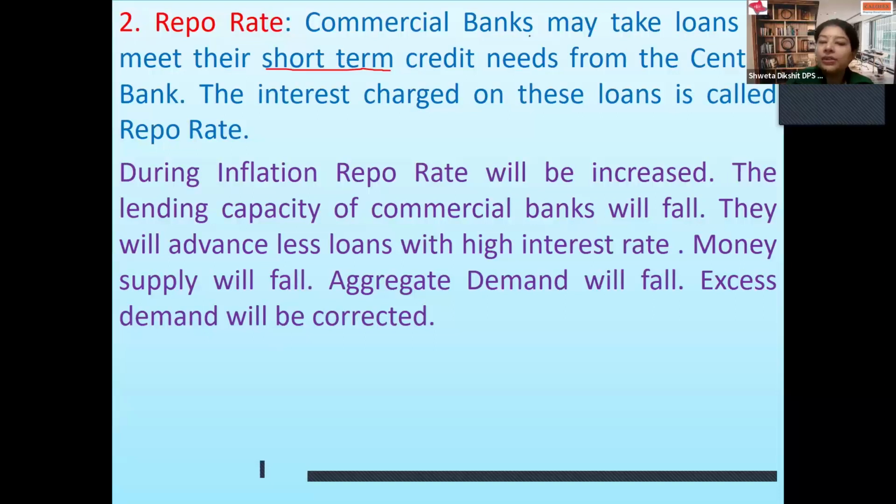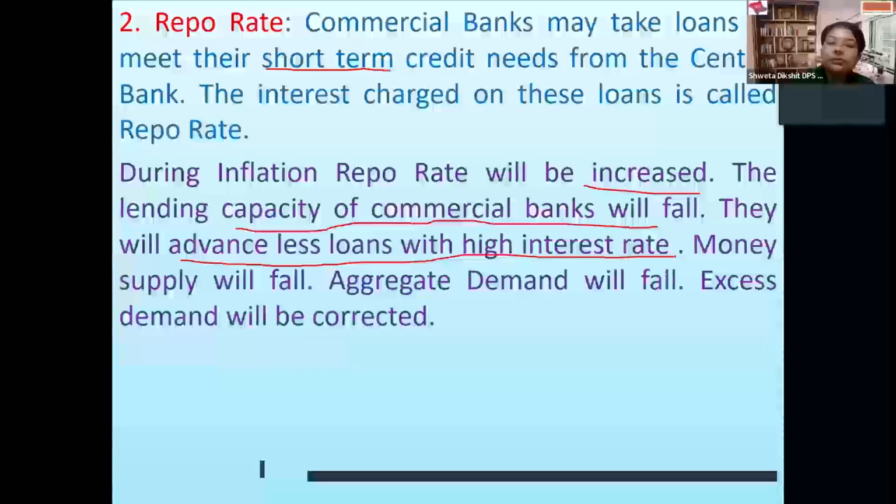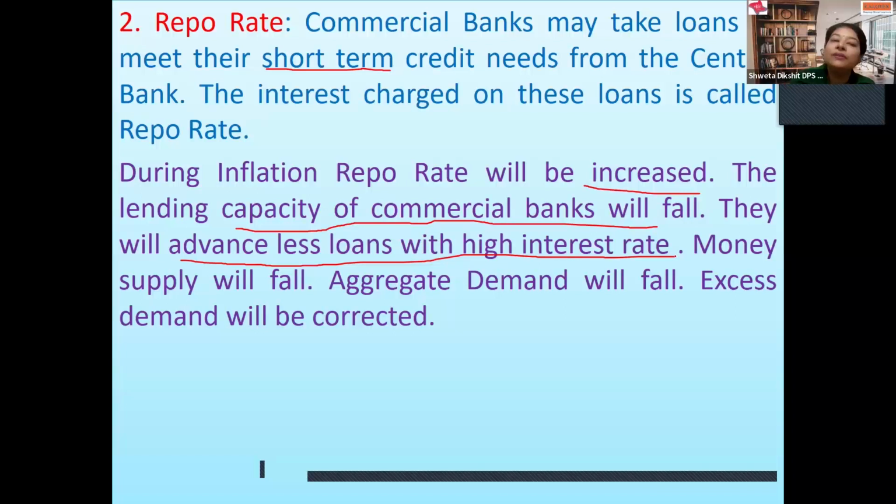So when there is an increase in bank rate and repo rate, then definitely the lending capacity of the commercial bank will fall, and they will advance loans only at a high rate of interest. And this time, only people who have the capacity to pay more interest can take loans. Therefore, the liquidity in the economy will be absorbed.